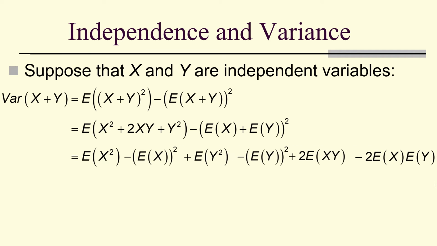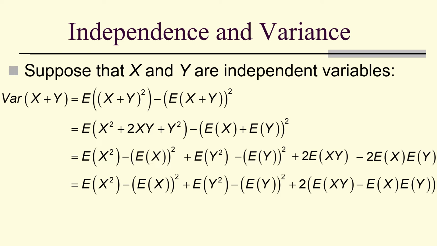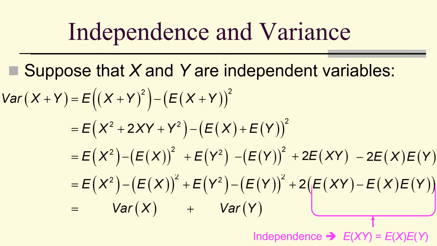We can rearrange that, and notice we now have the expected value of x squared minus the expected value of x, squared, plus the expected value of y squared minus the expected value of y, squared, plus 2 times the expected value of xy minus the expected value of x times the expected value of y. The first one is the variance of x, the second one is the variance of y, and the last one, remember x and y are independent, so that's 0.